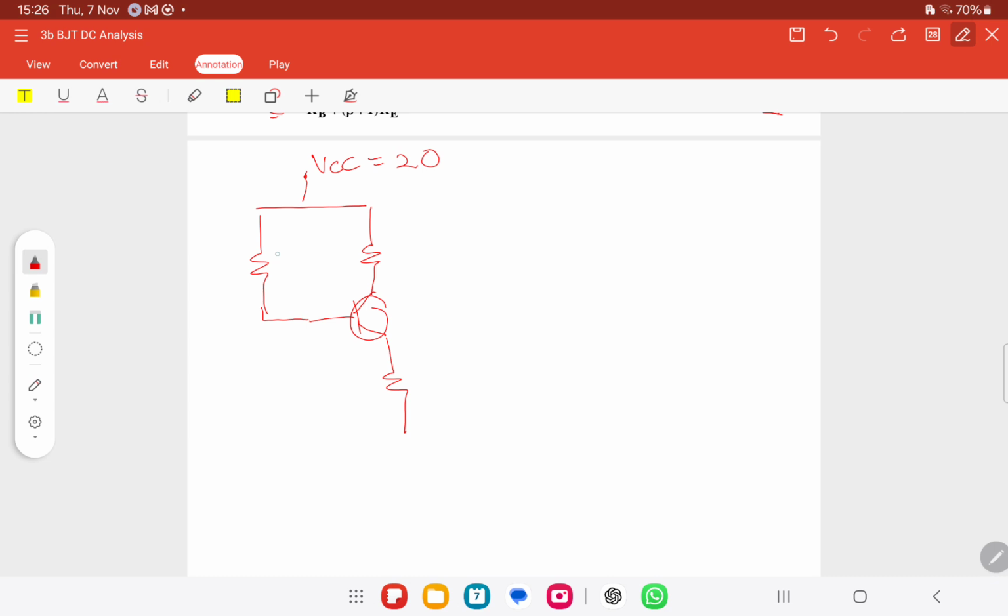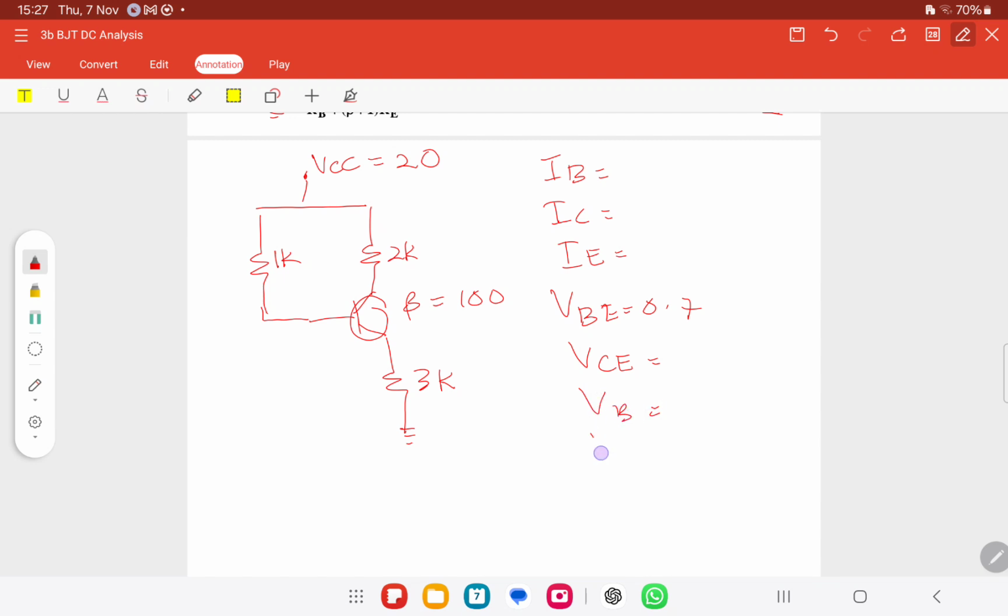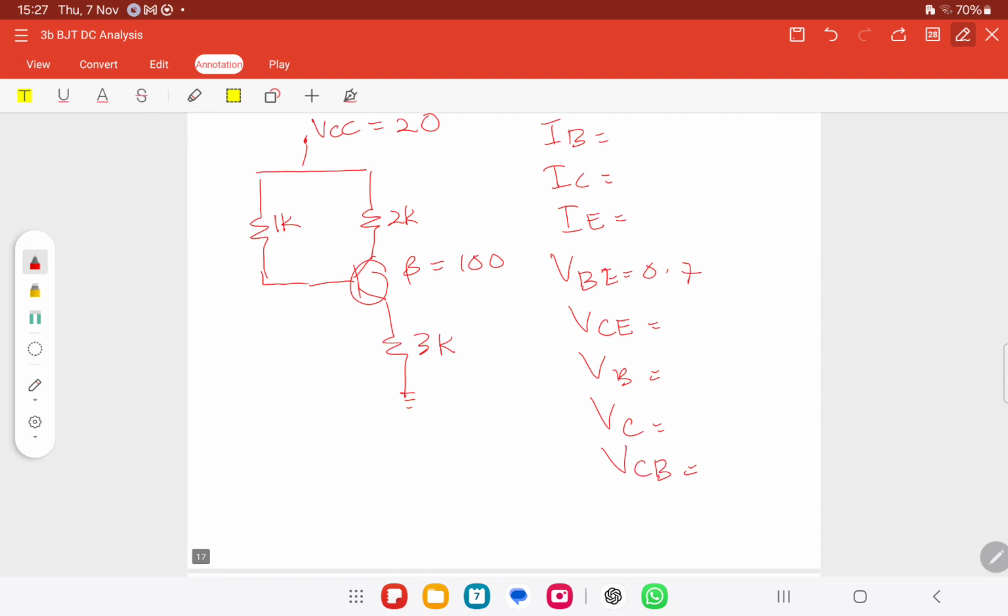So yang ini kita letak 1K, 2K, 3K, and then beta equals to 100. Apa lagi? Ni je kan? Ground. Okay, so get me the value of IB, IC, IE, VBE 0.7, VCE, VB, VC, VCB. Semua ni saya nak panggil nama lah.